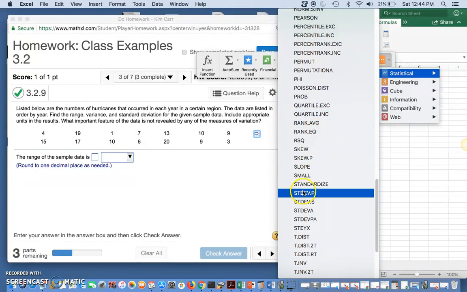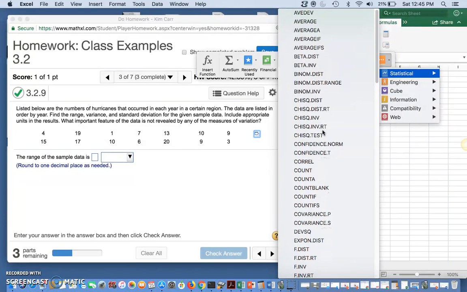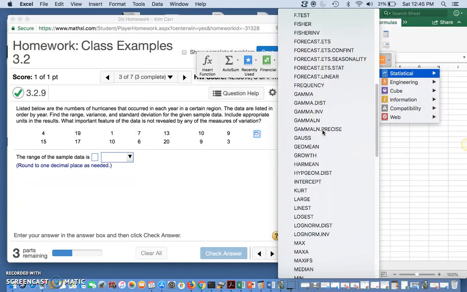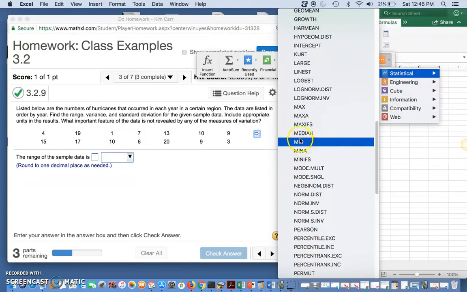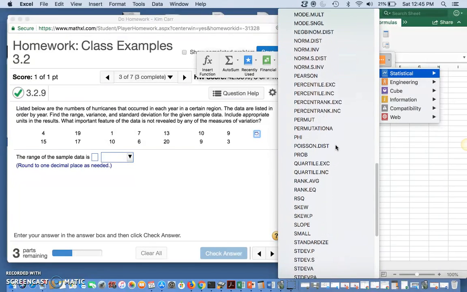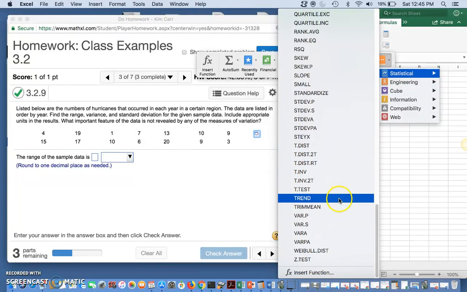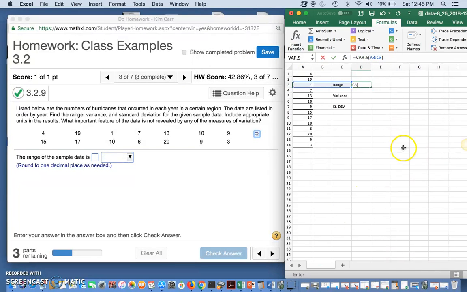Do you see range in here anywhere? No, I don't see range. But range is pretty easy to find. It is simply the maximum minus the minimum, and that's minimum and that's maximum. So those aren't very hard to come by. But we want the variance. Let's see where the variance might be. Var P, that's for population. Var S is probably for statistics. So let's just hit that. But that's not where I want it, is it?